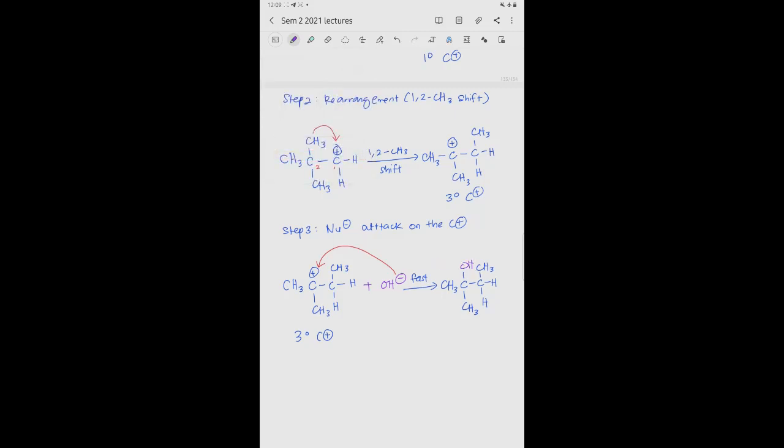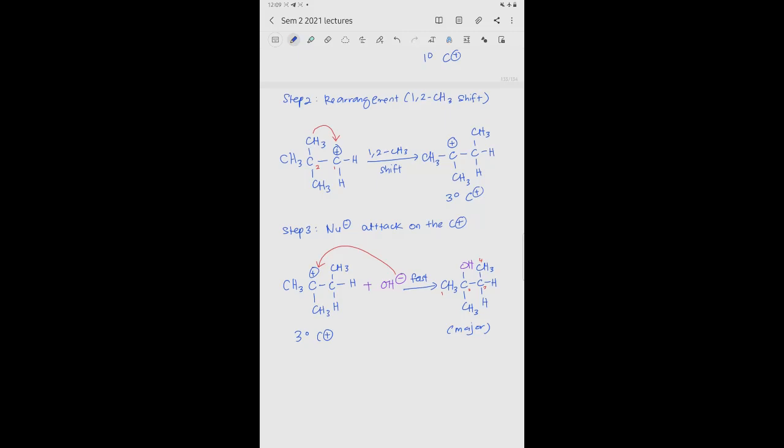If you give the numbering to the carbons, we will see that we have 1, 2, 3, 4 carbons. So the major product is 2-methyl-2-butanol. I'm going to write it as major here.